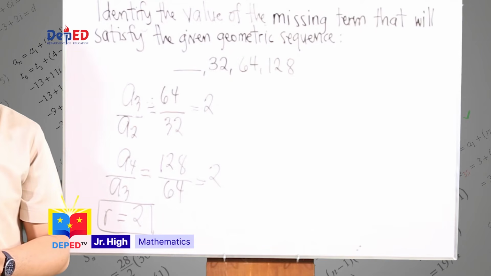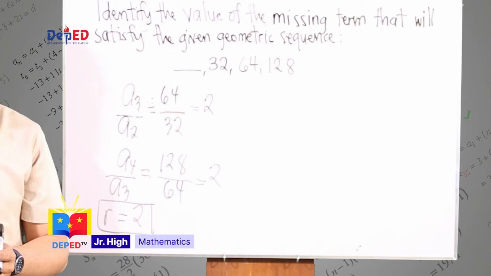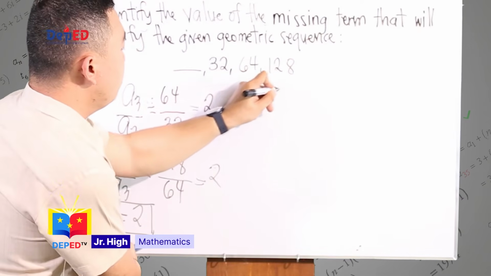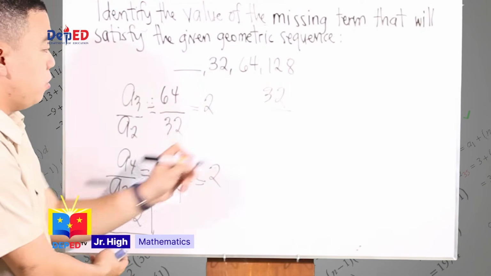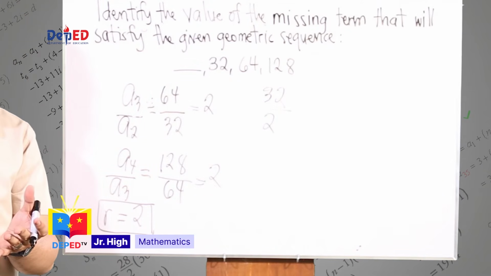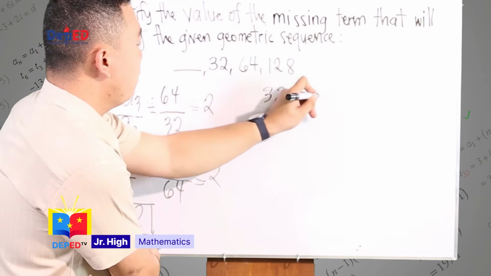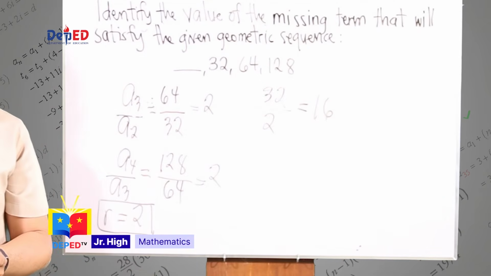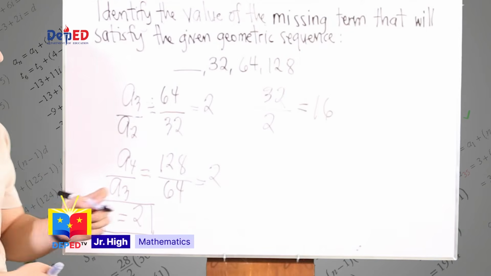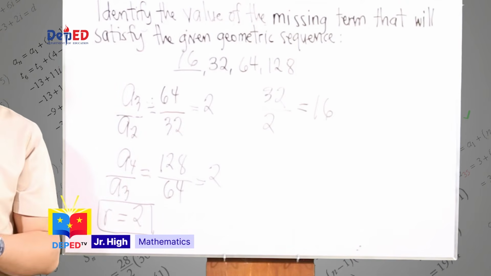Since we are looking for the unknown preceding term, instead of multiplying, we will divide the second term, 32, by the common ratio 2, which is equal to, correct, that is equal to 16. Thus, our first term, or a sub 1 in the geometric sequence, is 16. Oh, so amazing, isn't it?